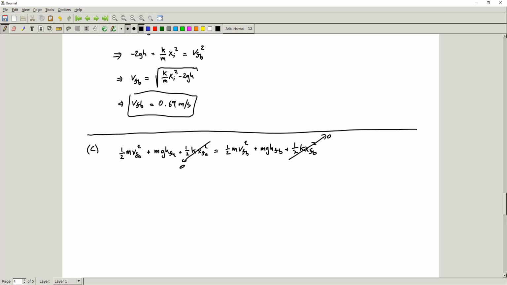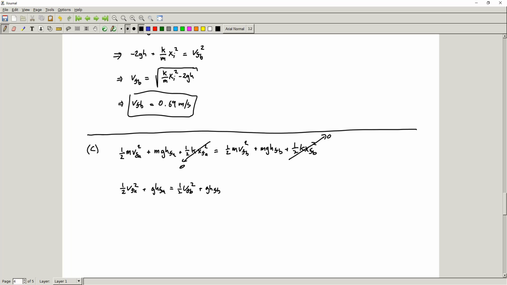We can clean this up a bunch at this point. We can see that in all cases we have this m term, so I'm just going to cancel out those m's, and rewrite the two terms on the left and two terms on the right here. And so we're going to end up with 1/2 vFA squared plus gHFA equals 1/2 vFB squared plus gHFB.